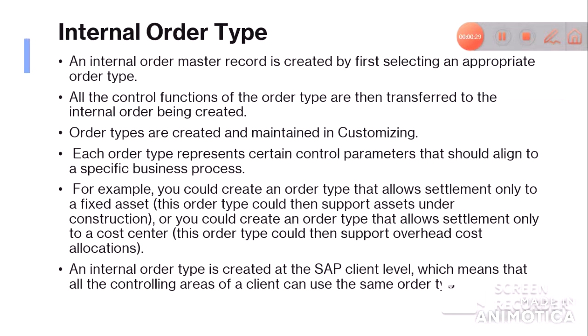For example, you could create an order type that allows settlement only to a fixed asset. This order type could then support assets under construction. Or you could create an order type that allows settlement only to a cost center. This order type could then support overhead cost allocations. An internal order type is created at the SAP client level, which means that all the controlling areas of a client can use the same order types.